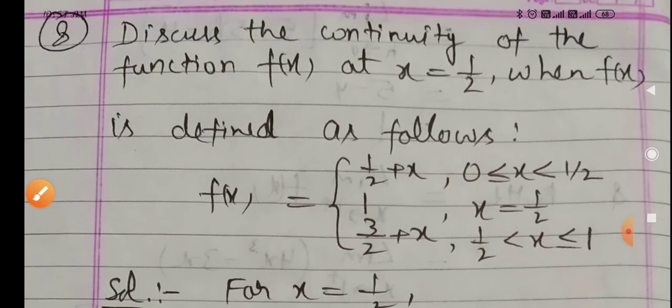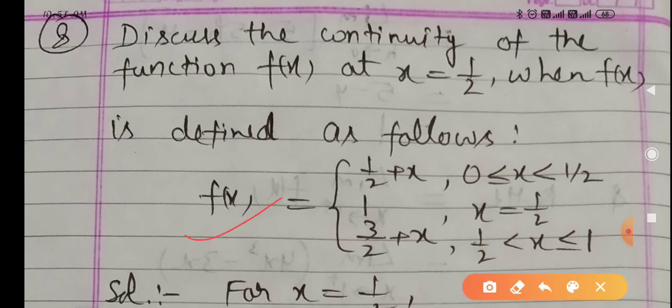You can see f(x) equals 1 upon 2 plus x when x is from 0 to less than 1 upon 2. f(x) equals 1 when x is exactly 1 upon 2. f(x) equals 3 upon 2 plus x when x is greater than 1 upon 2 to 1. So this time 3 pieces are given. It is also a piecewise function, and you have to discuss the continuity, which means you have to check whether the function is continuous at 1 upon 2 or not.